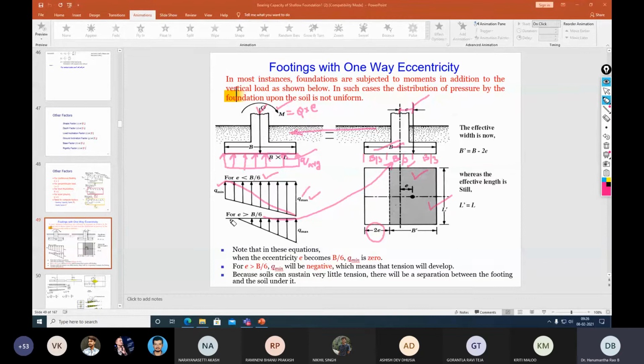Now, what do we mean by negative here? Negative means there is a separation of the footing from the bottom soil. When there is a separation, you can presume that the condition looks like this. Say this is the footing and this is the ground surface. In the case where E is greater than B by 6, we can see that the ground is something like this, or the footing is something like this.